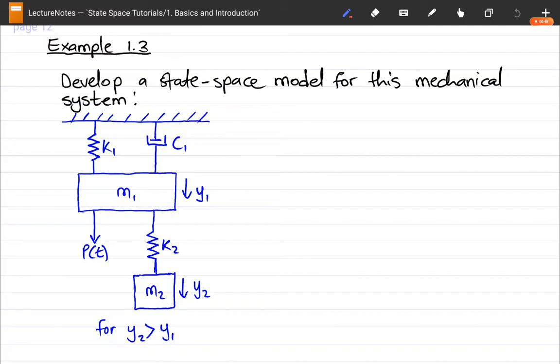So the first step, because this is a mechanical system, is to draw the free body diagram. We're just going to draw a free body diagram right next to the problem itself. The only actual body we're going to draw is the mass. It's going to be the first mass, and then we're going to draw the second mass just slightly lower there.